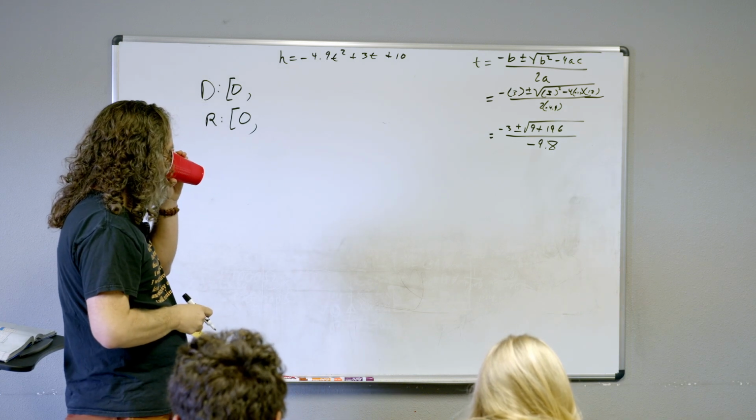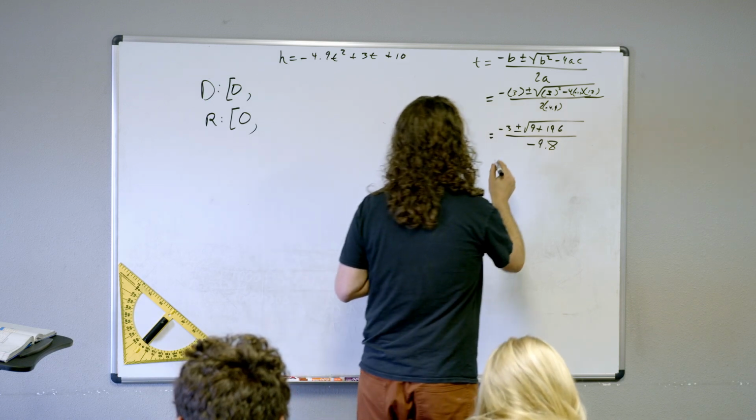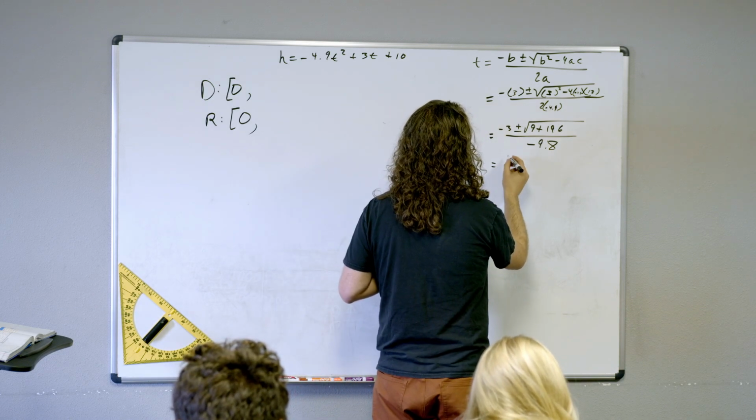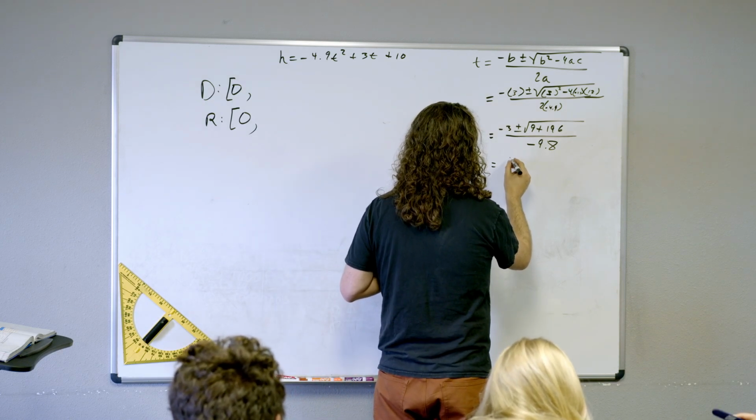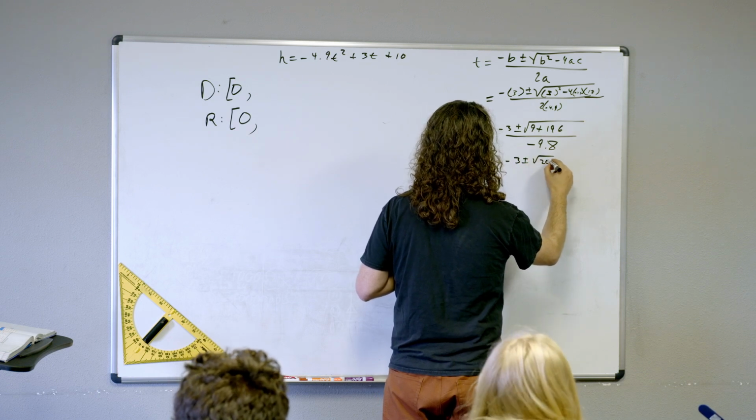We have over negative 9.8. Now you add 9 plus 196 under the square root. Yep. That's 205 under the square root.